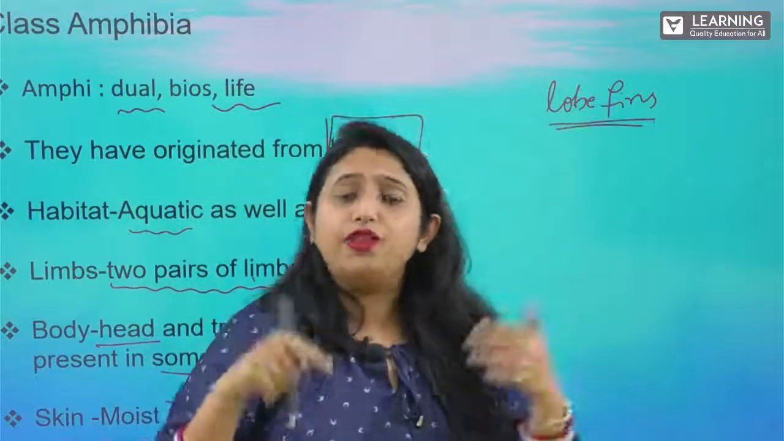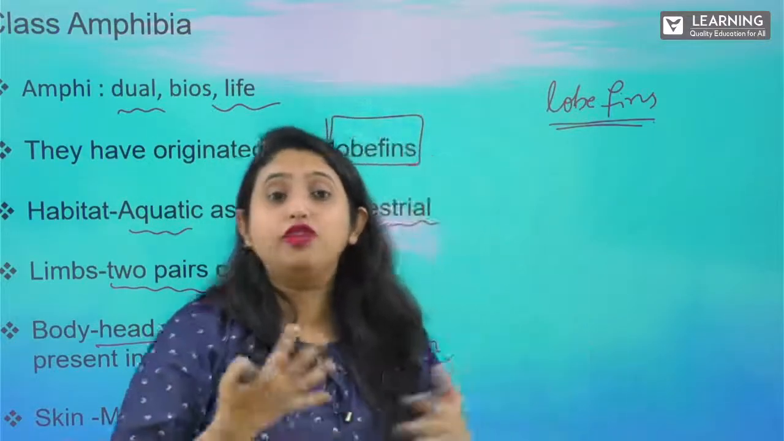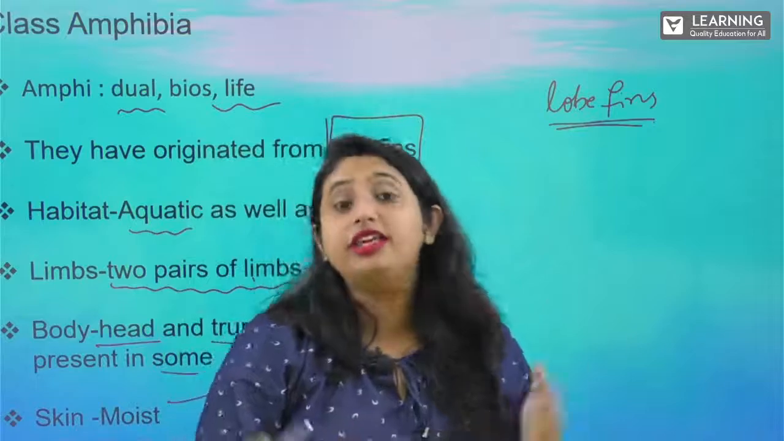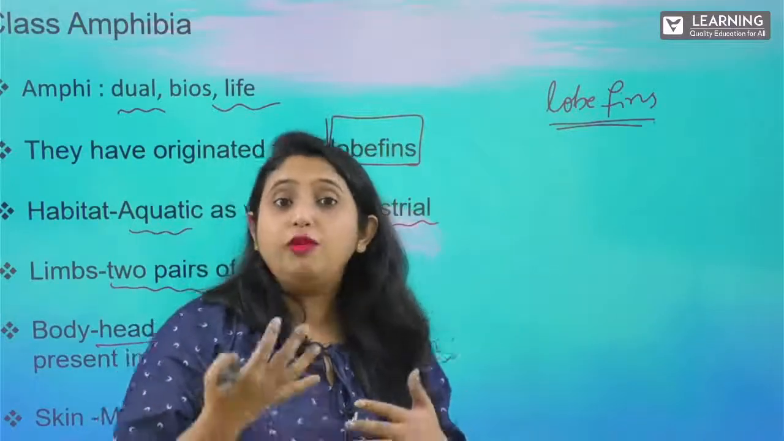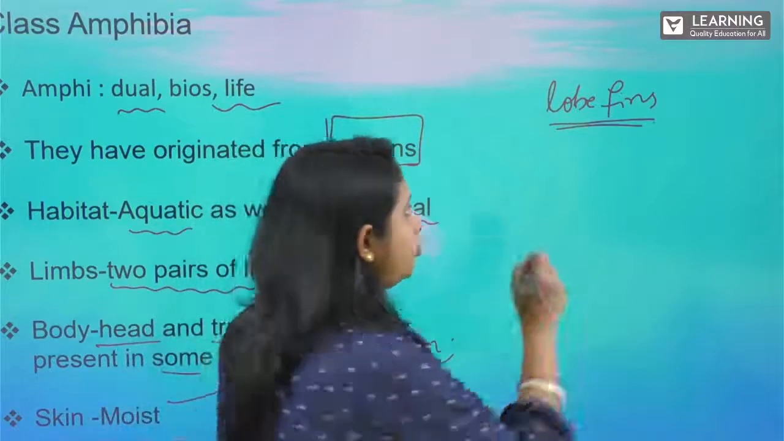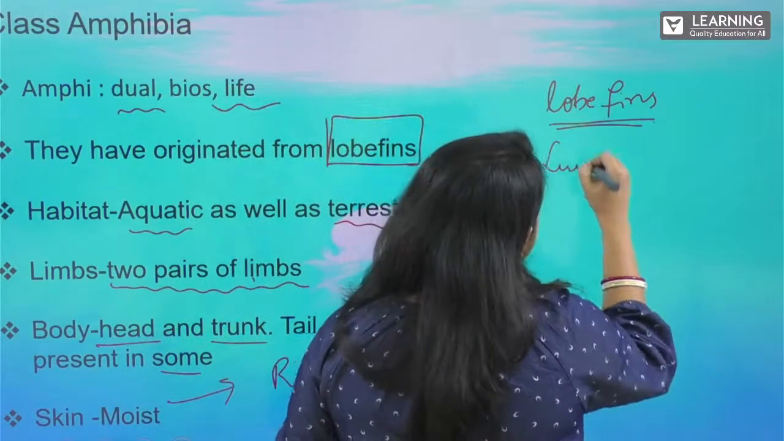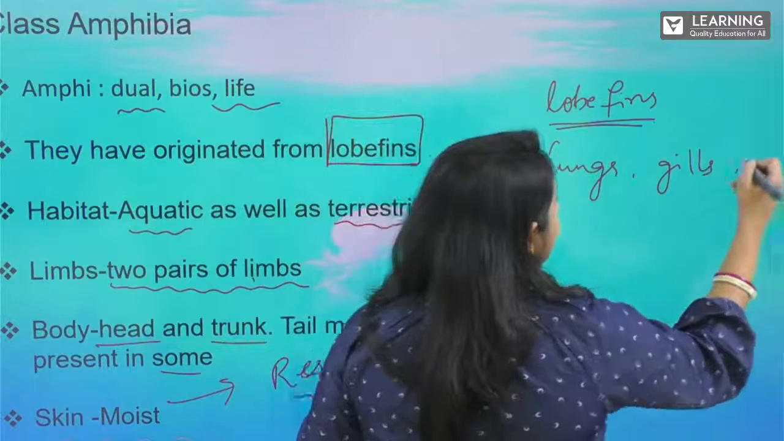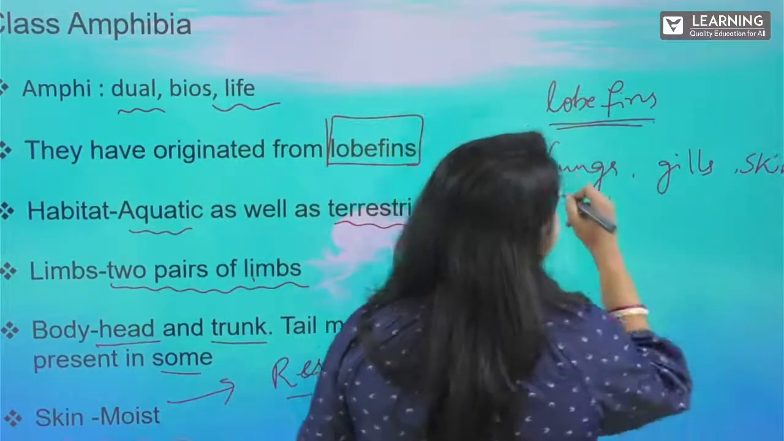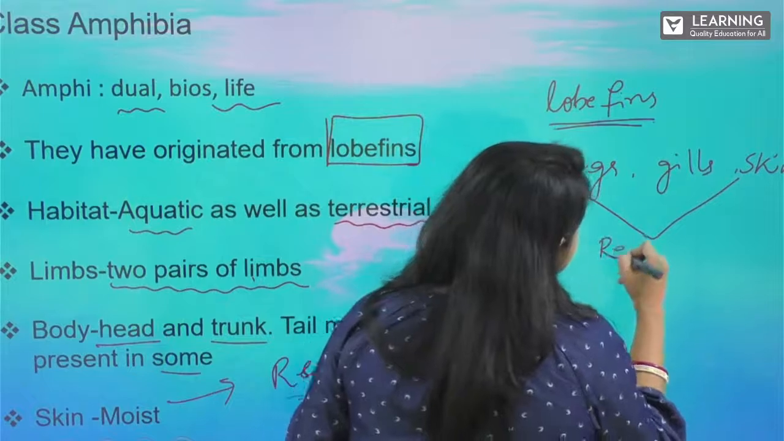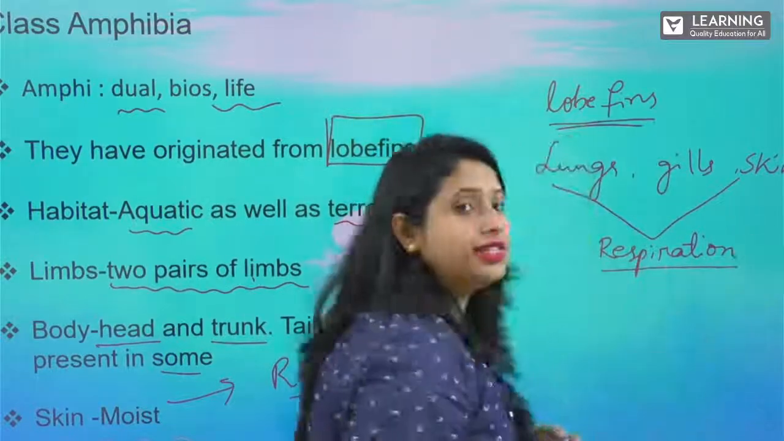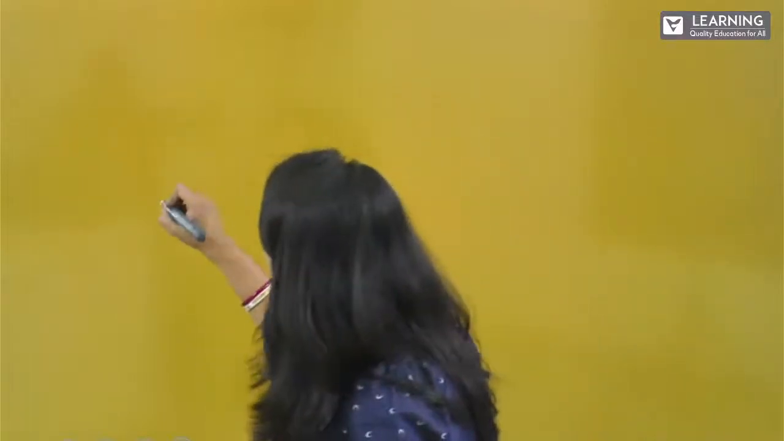Now, what is the function of these gills, okay? When the frogs do fertilization, they go in the water, okay? So how will they respire in the water? They use the gills at that time, okay? So with the help of the gills, they respire in the water. So they have lungs, they have gills, and also they have got skin, okay? All these things help in respiration. So they have got three things for respiration. Is that clear? So next let us see, okay? Let me draw the structure of frog.